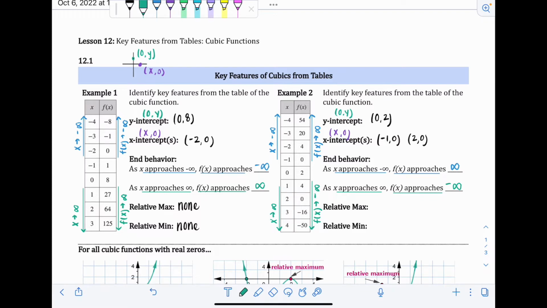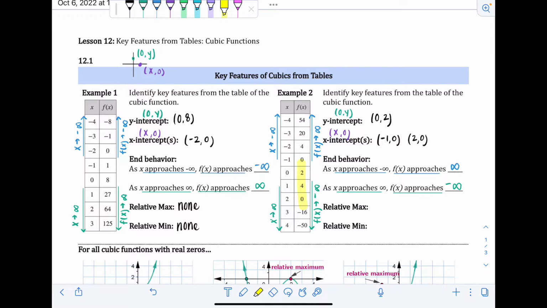And then for relative min or relative max, we have to look at the changes of direction on the right side of the table. So we go from 54 down to 20, down to 4, down to 0, up to 2, and then up to 4, down to 0, and so on. So we're looking at, where is it changing direction? There's something funky happening right around this region.